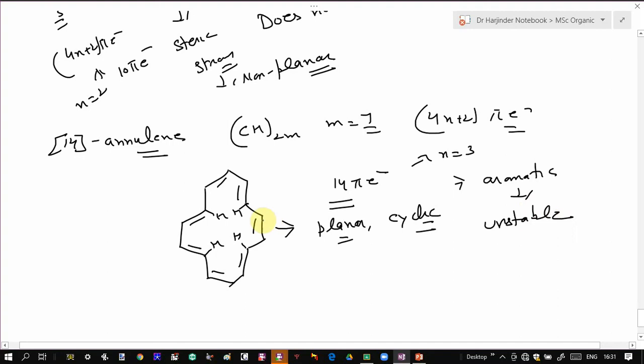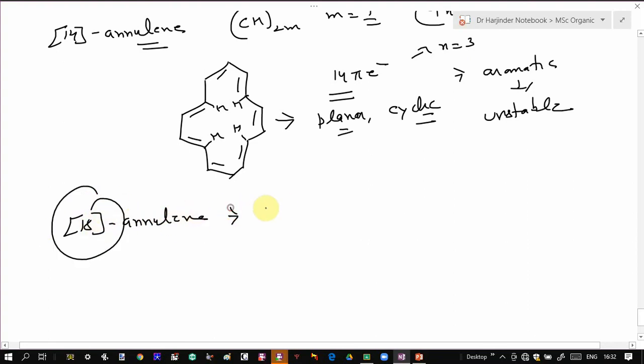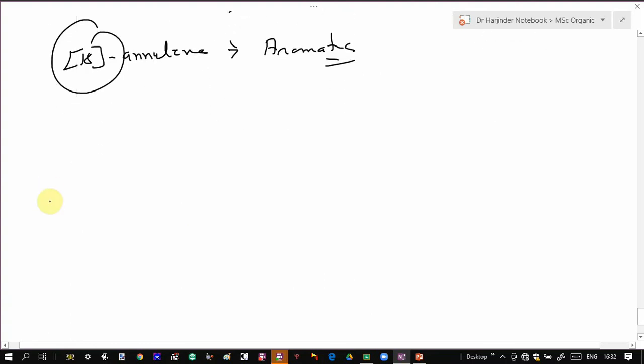Why is it unstable? Again, because of the strain produced by these hydrogens. But other bigger annulenes, for example, if you take [18]annulene, which consists of 18 carbons in its structure, it is stable and a fully aromatic compound. So these annulenes, depending upon their structure, may be aromatic or anti-aromatic in nature.